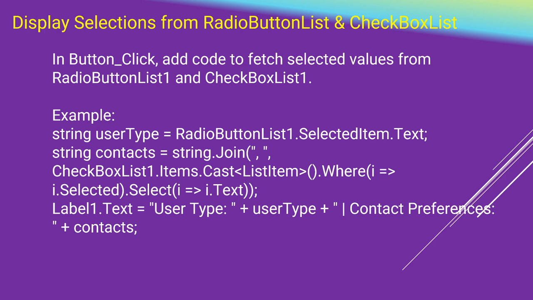Now, let us enhance our button click functionality to include selections from both the radio button list and checkbox list. The radio button list returns the selected item, while the checkbox list may have multiple selections. So, we use LINQ to combine them into a single string. Display the output in label 1 to summarize the user's choices.